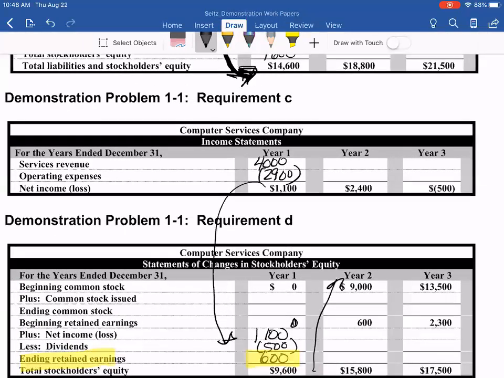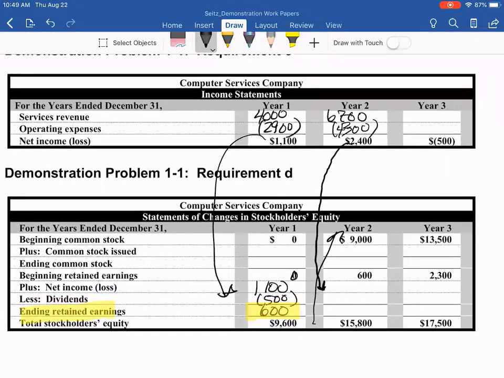So before I do that, I need to prepare my income statement for year 2. So service revenues for year 2, 6,700 less 4,300. That leaves my net income of 2,400. I need that number to come down right here. There's only one: it's net income or net loss. We had a 2,400. Dividends for year 2 were 700. That leaves my ending retained earnings $2,300.